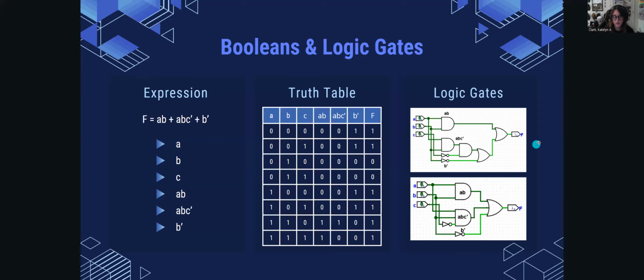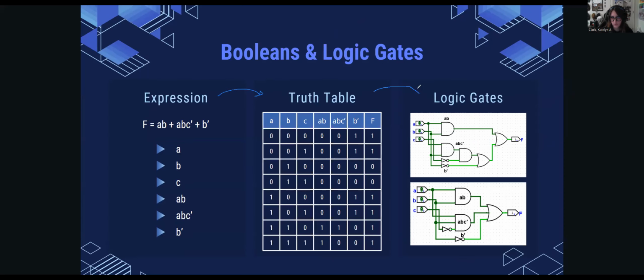Next up, we're going to talk really briefly about how you should be working with Booleans and logic gates. So the process is expression to truth table to logic gates when you're building these. Here's our expression. We know that if things are touching, that means AND, and if things are plus, that means OR. This little apostrophe here, that's a NOT.